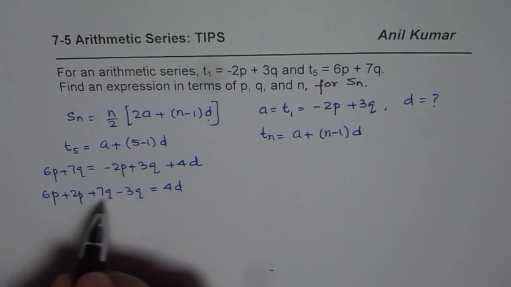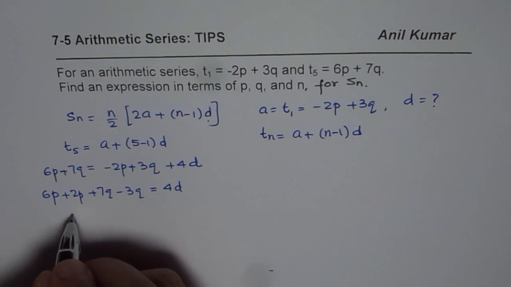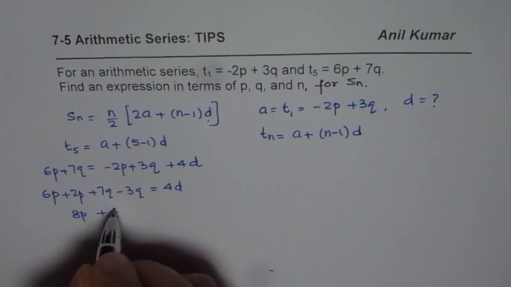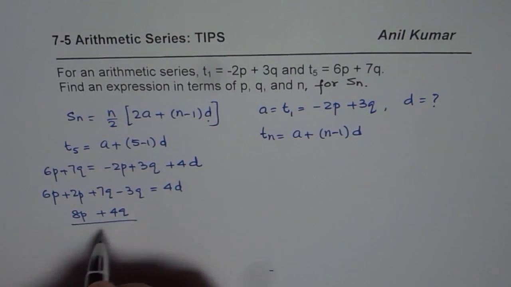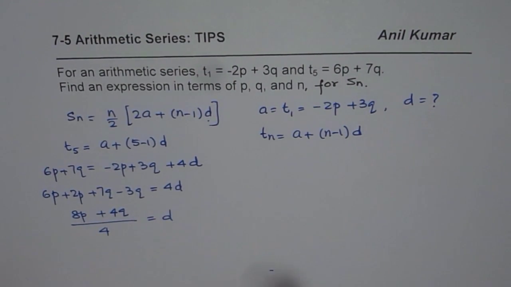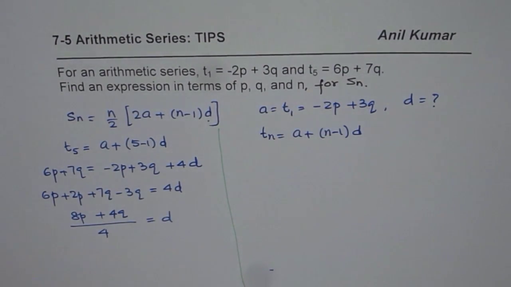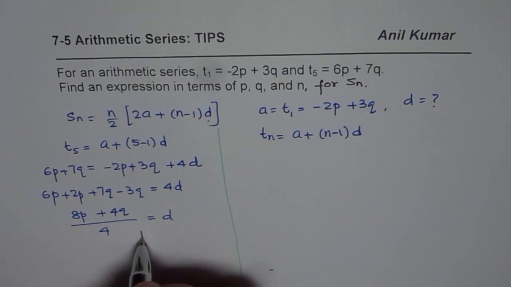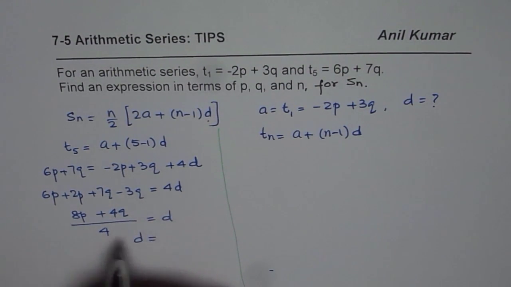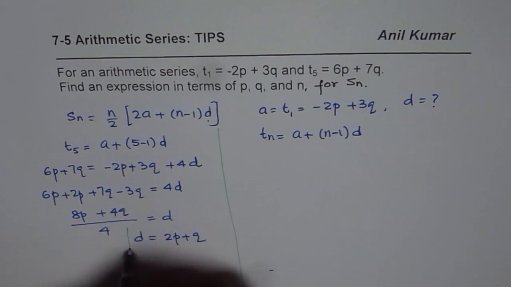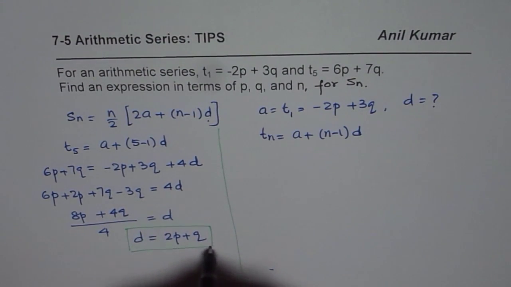Now we can combine the like terms. 6p plus 2p is 8p and 7 minus 3 is 4, so we get plus 4q. Divide by 4 and that equals d. So from here we can write d as equal to, let me divide by 4, so it gives us 2p plus q. So that is the value of d. So d is 2p plus q.